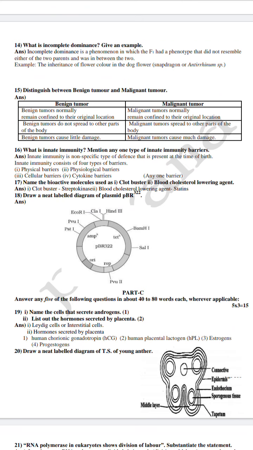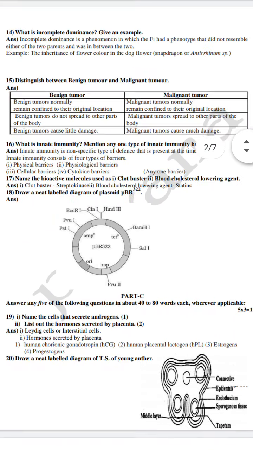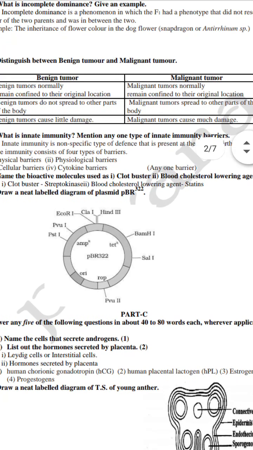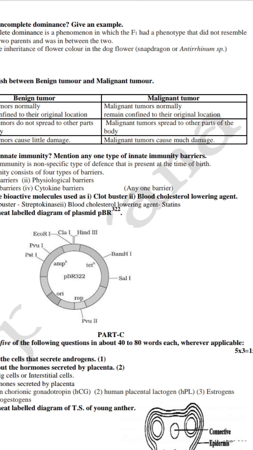Next example. The inheritance of flower color in the dog flower. Scientific name is Antirrhinum. This snapdragon flower is scientifically called as Antirrhinum. Antirrhinum species exhibits this type of incomplete dominance phenomenon, so commonly called as snapdragon flower.